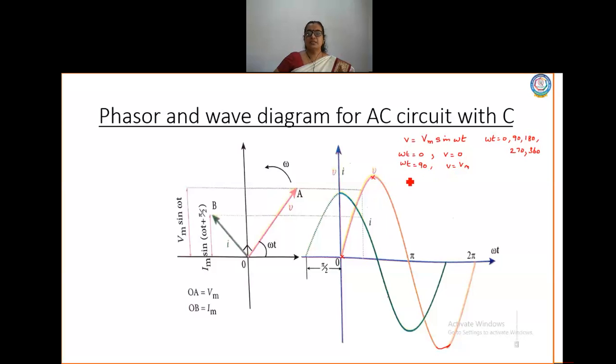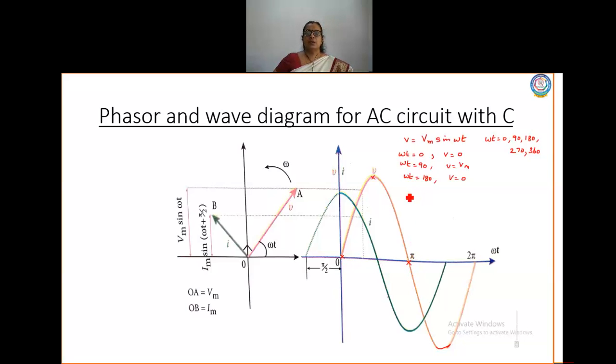Next we substitute ωt equal to 180. Sin 180 is 0, and 0 into Vm is 0, so V is equal to 0. 180 degrees is π here, so this is the third point. This is for 0, and this is for 90. Between 0 and π you have in the middle the value π/2, which is 90, and that is the maximum. For the third point, ωt = 180, which is π, the voltage value is 0.